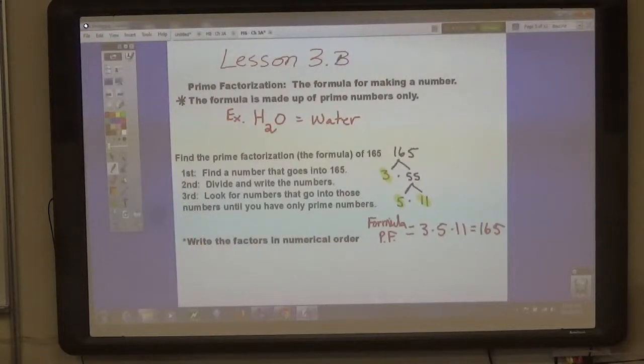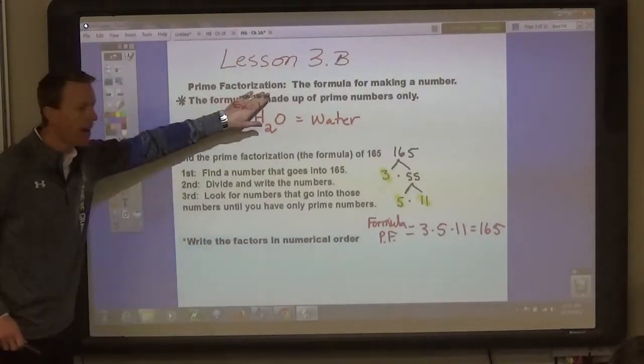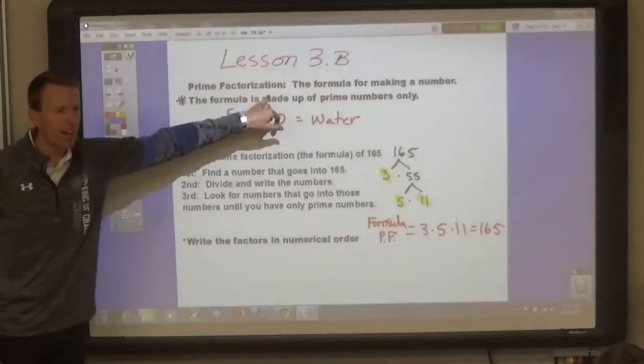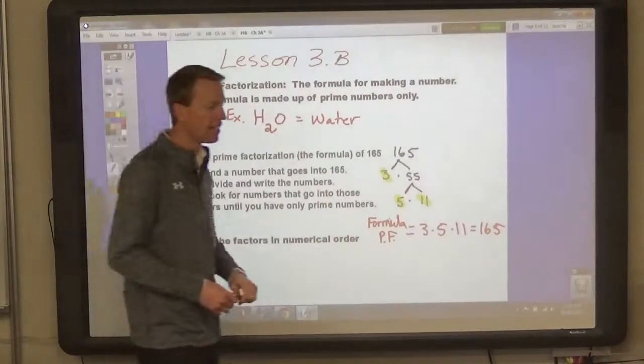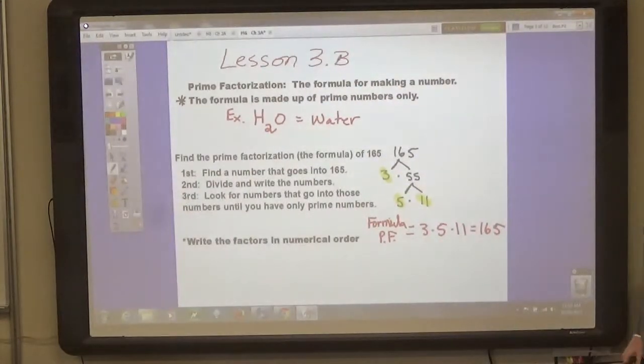We're going to talk about lesson 3.3, sixth graders. This lesson is about prime factorization. Repeat that. Prime factorization. The prime factorization is how you make a number.